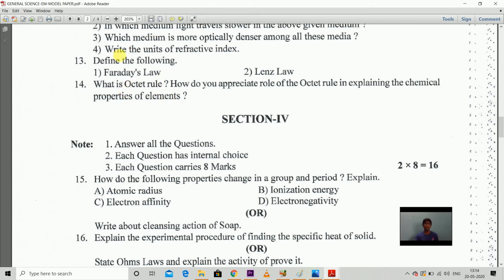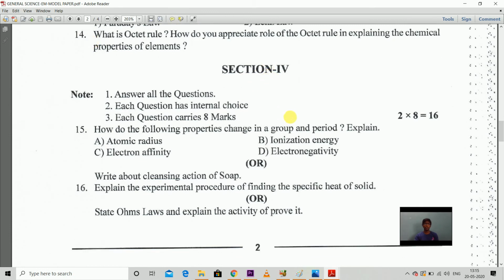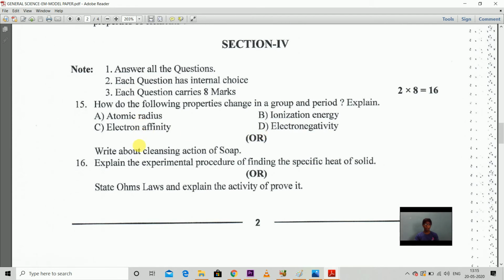So a total of 14 questions you have to write, and next coming to the 4th section, here you observe you have a choice. A total of 4 questions are given, out of which you have to write any 2. Now if you observe here: how do the following properties change in a group and period, explain. So this is also a direct question, and write about the cleansing action of soap. This is also a direct question only.